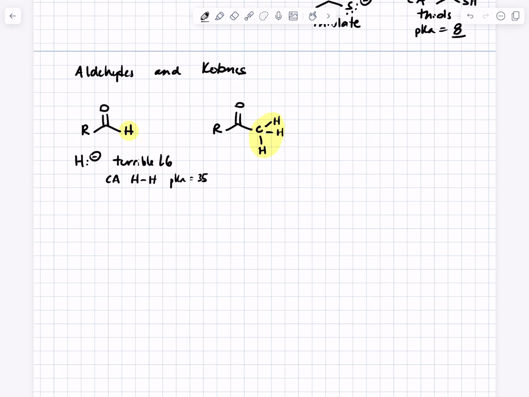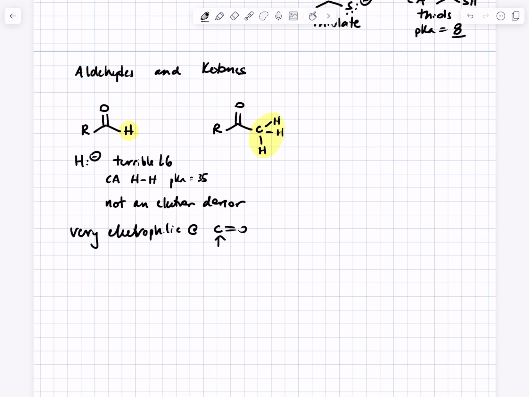Now, normally you would think that something that's a terrible leaving group might be an awesome electron donor, but hydrogen is not an electron donor. Why? There are no lone pairs or even any bonds that hydrogen's bonded to that might possibly donate electron density. The only electrons that hydrogen has are the electrons in that CH bond, okay? So even though H minus is a terrible leaving group, aldehydes are still very electrophilic at the carbonyl carbon.